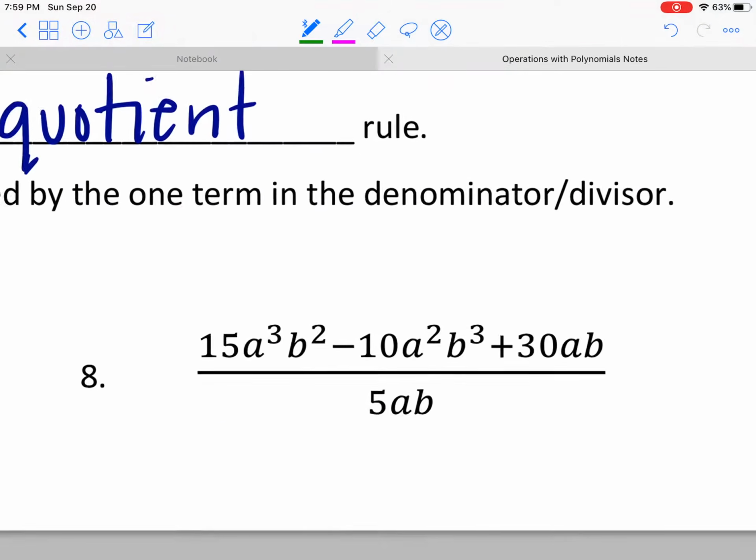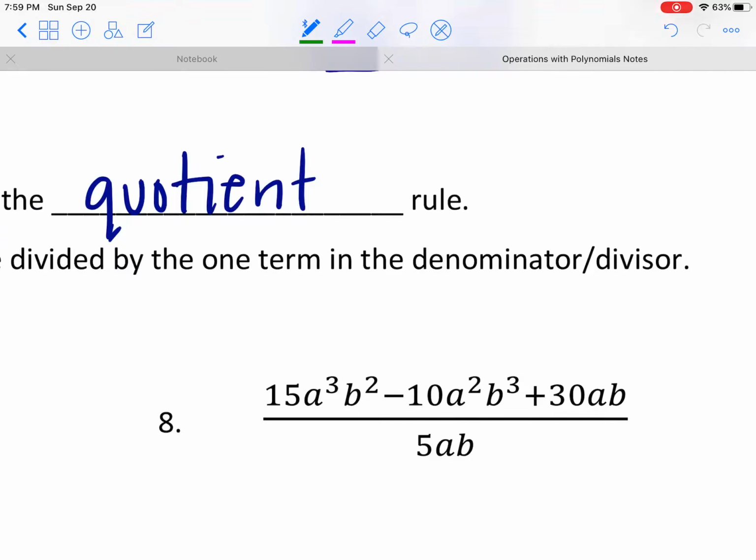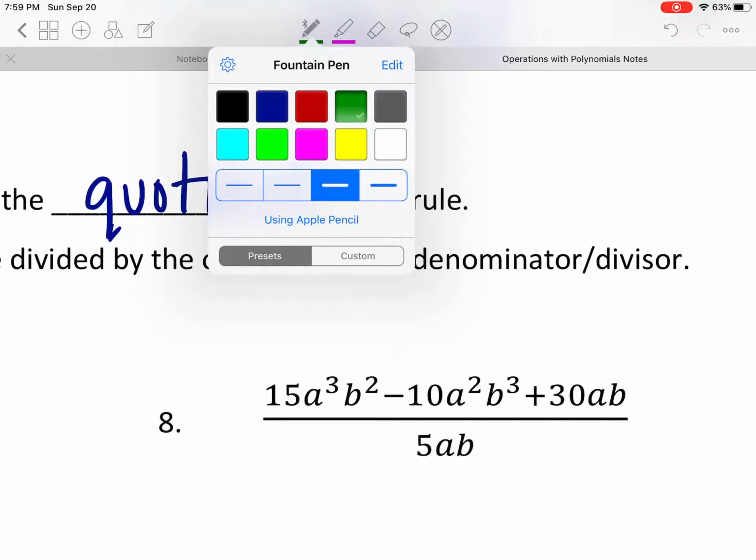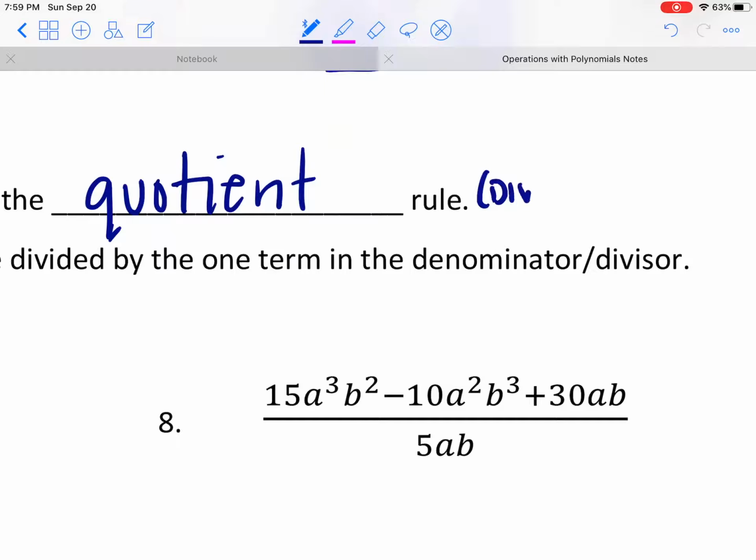Okay, so there's that one. Let's try this once more. We're going to be using our quotient rule, our divide and subtract rule. Oh, I forgot to put that up here. This is divide and subtract: divide coefficients and subtract exponents. So let's try it first here.